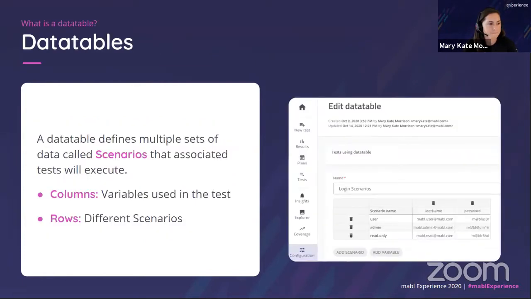Perfect. So starting off with data tables, what is a data table? If you see on the right-hand side here, this is an example of what a data table will look like inside of Mabel. What you're actually defining here using the different columns, which are the variables that would exist in your test, and the rows, which are different scenarios, are basically different sets of data that you want to execute one test with.